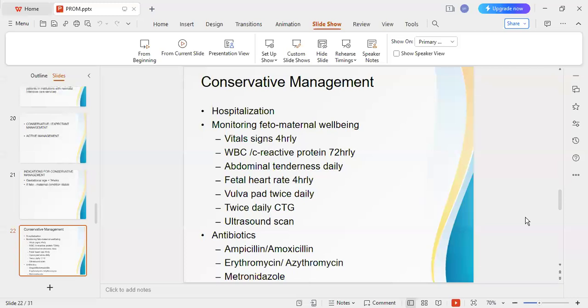Then we have our antibiotic treatment. So usually we put these patients on antibiotics. This is to prevent infections that can lead to complications such as chorioamnionitis. One of the organisms that we aim to prevent is streptococcal bacteria. So we can employ the use of ampicillin or amoxicillin, erythromycin, azithromycin, or metronidazole.